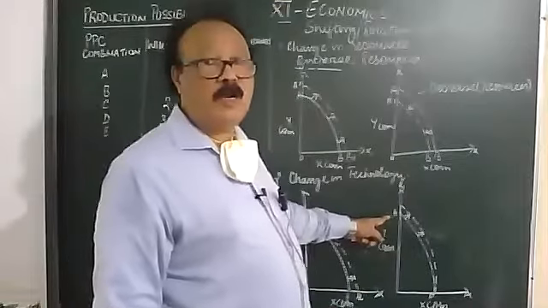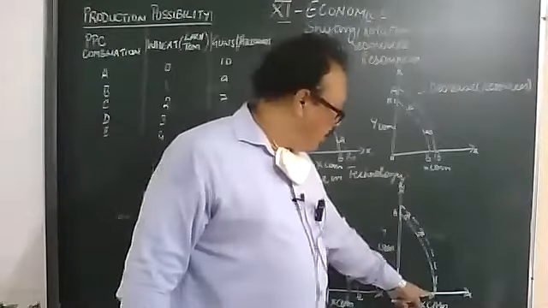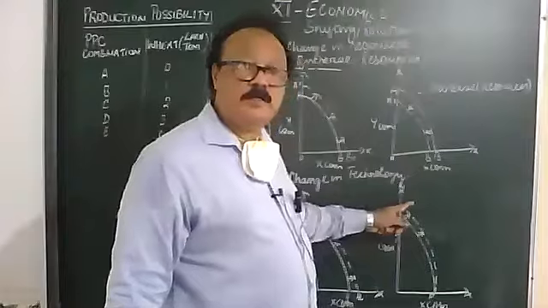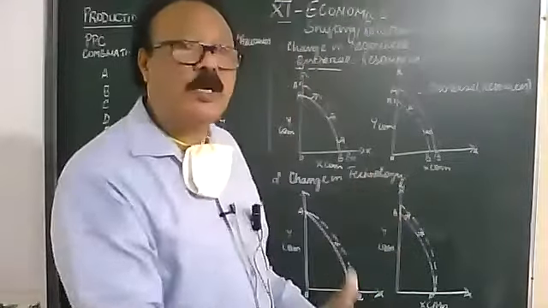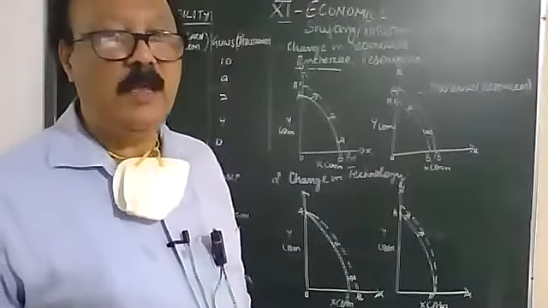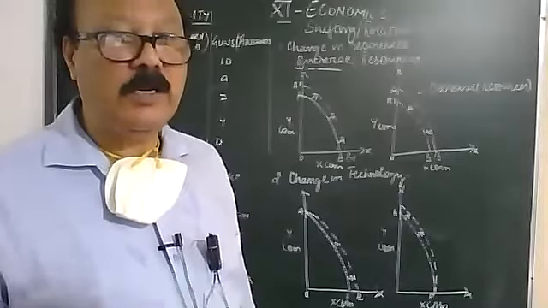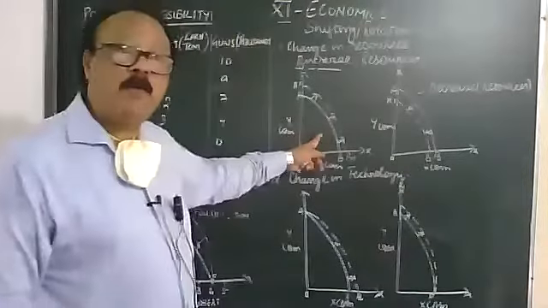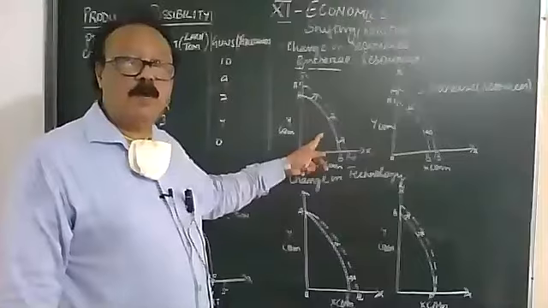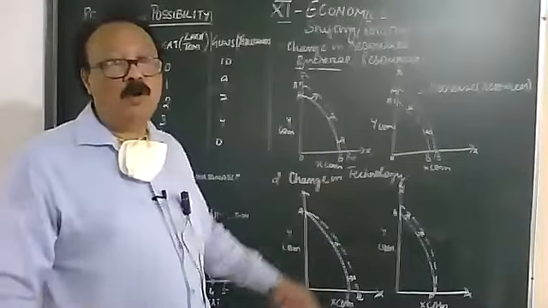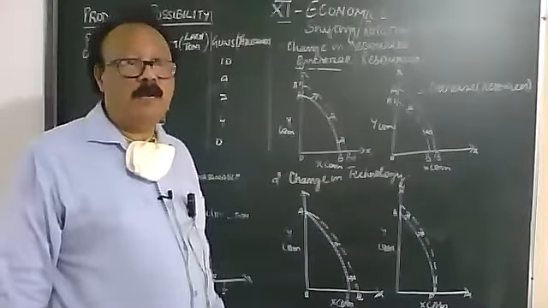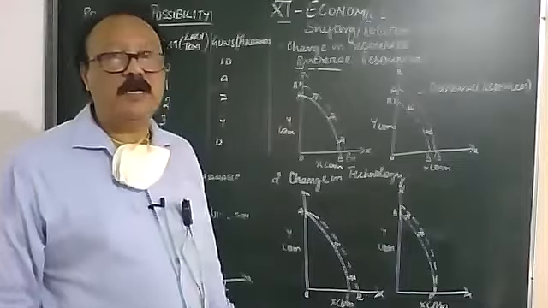Here, Y's technology is increased. X will remain constant, but Y will increase. So this is called rotation of the PPC. And what happens when both X and Y's technology increases? You will get this diagram over here, a new PPC, because now more goods of both can be produced because there's an increase in technology.